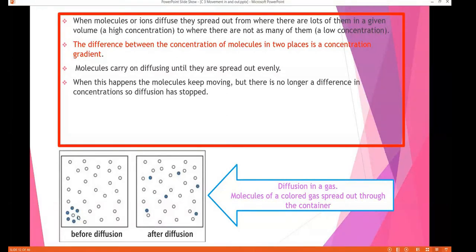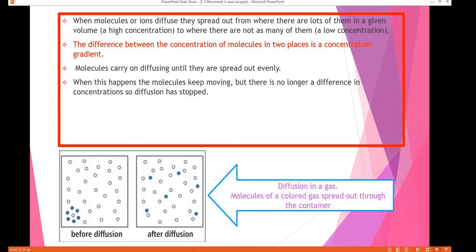As we discuss, an example is the gas coming out from a rotten egg, which is hydrogen sulfide gas. If you put a rotten egg in one corner of the room, you can see before diffusion, the blue molecules are the hydrogen sulfide gas, and these are the gas molecules of the rest of the room. Slowly you can see the diffusion takes place from the higher concentration to the lower concentration, and after some time the entire room smells of hydrogen sulfide gas because of the diffusion.